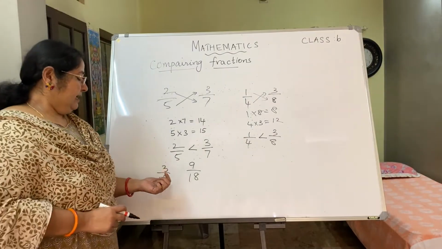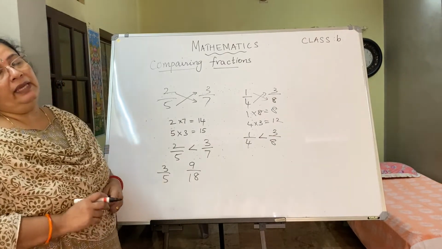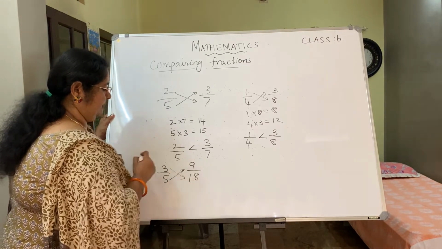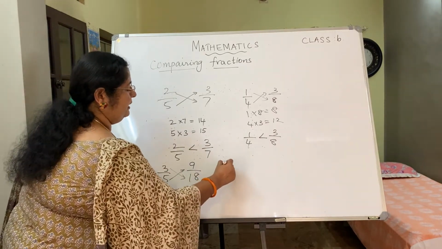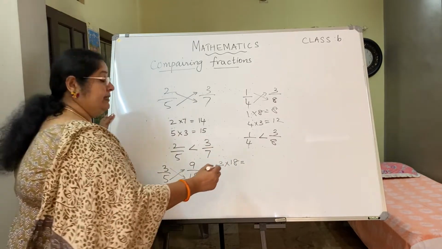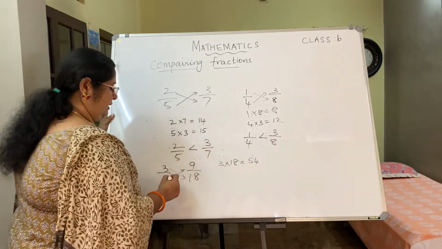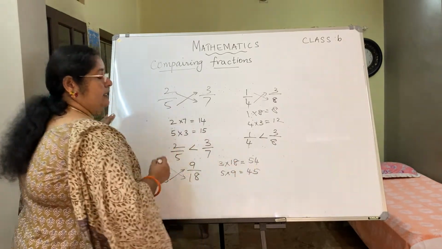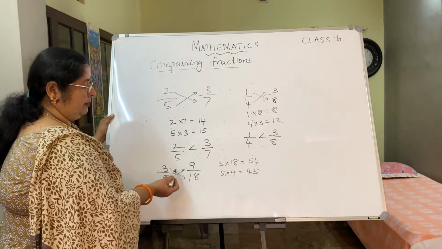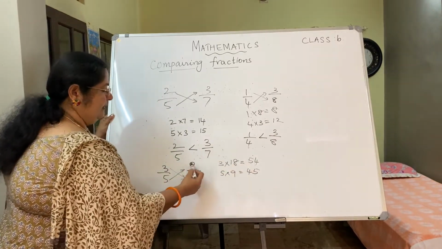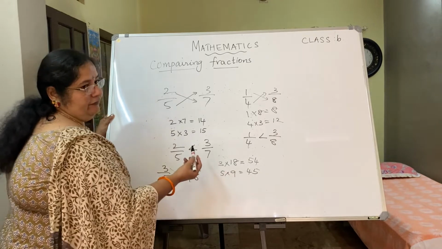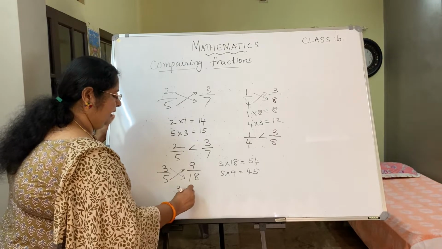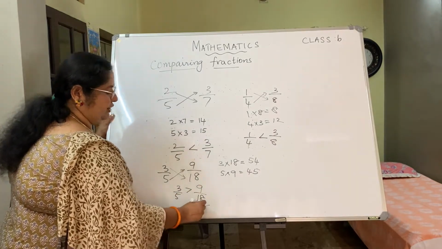Now let us take another example, say 3 by 5 and 9 by 18. Let us compare. For comparison, we find the cross product. The first cross product is 3 into 18, which is 54. The second cross product is 5 into 9, which is 45. So here what you find? The first cross product is greater than the second cross product, 45. So which fraction will be greater? The first fraction will be greater than the second fraction.